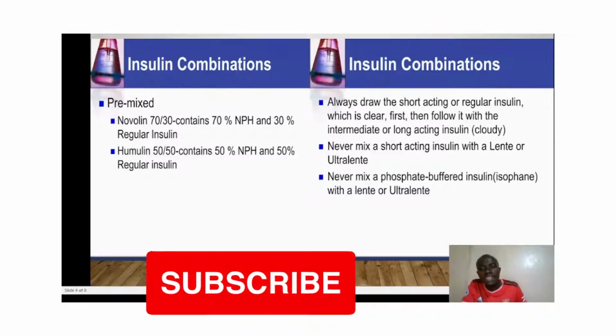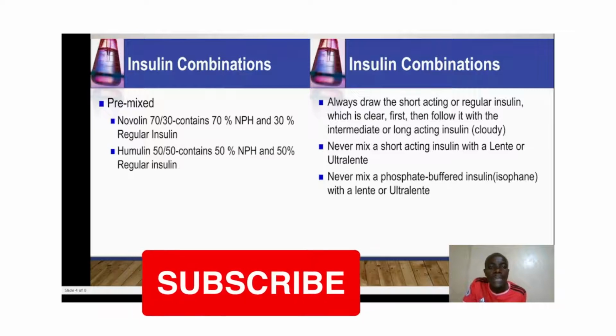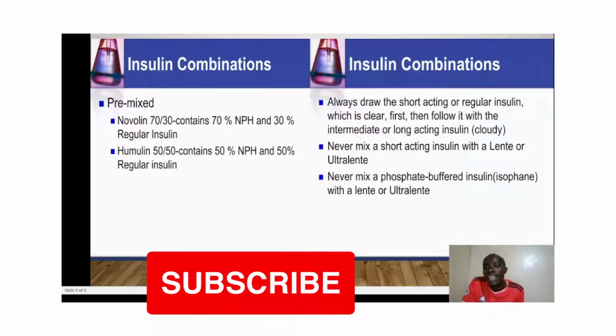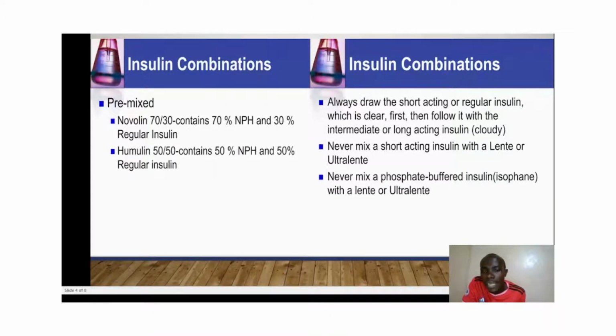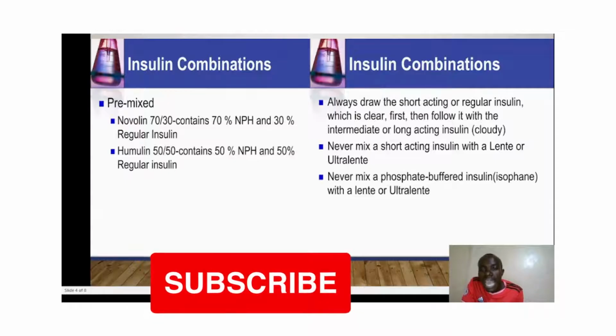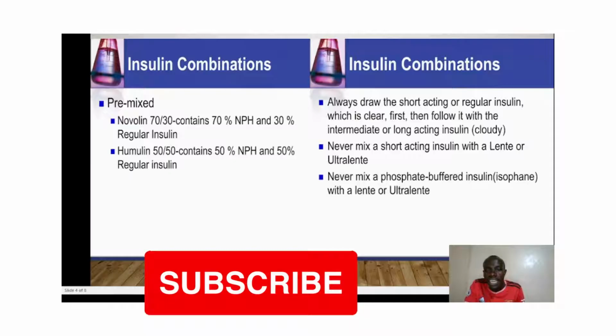Combining different types of insulin in a single mixture can help to achieve better blood sugar control throughout the day. For example, some insulin mixtures contain a rapid acting insulin component to cover meals and a longer acting insulin component to maintain the blood sugar levels between meals and overnight.